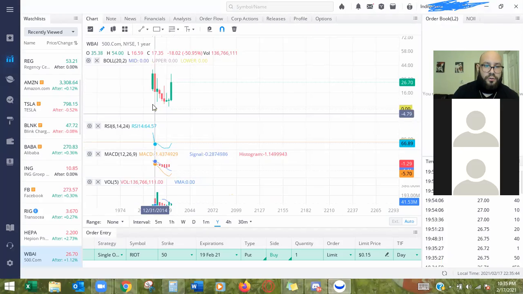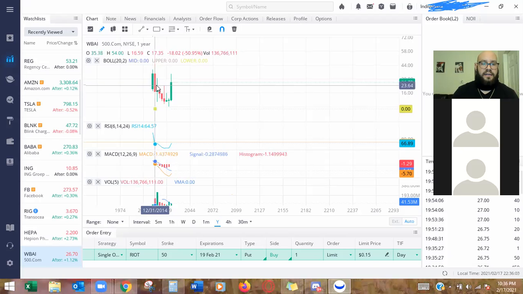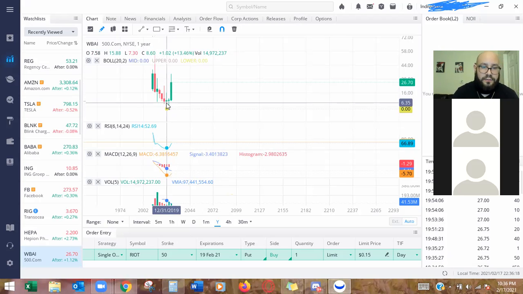It looks like it IPO'd at $20, and then it hit a low of $18.14 and a high of 39, closing at 35. The very next day, it opened at 35, hit a high of $54, and then closed at 17. And then it's just been going. Right here would have been a good time. When did you hear about this stock? Like 3 days ago.